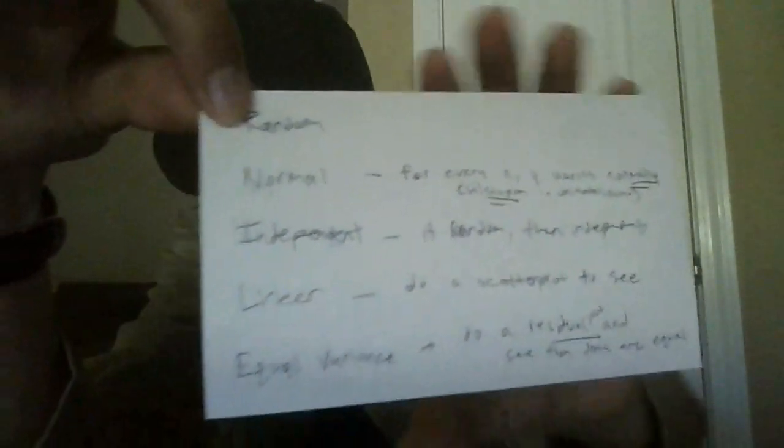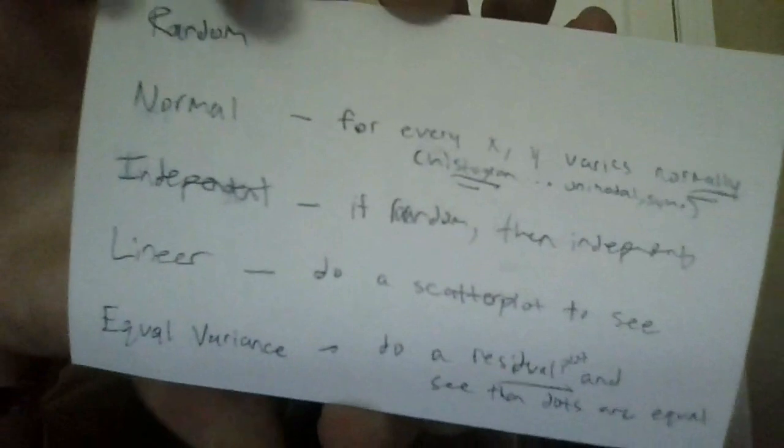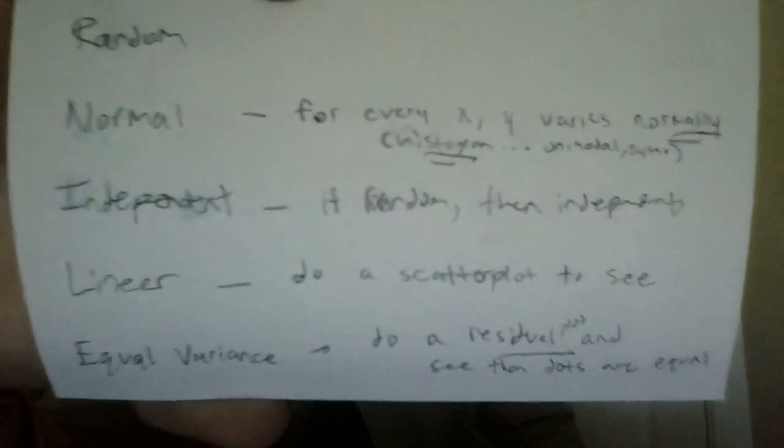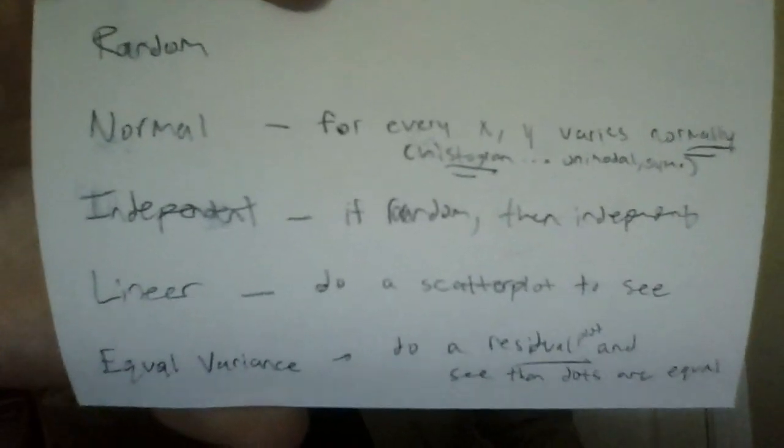Random, that's the same thing as the other ones. Normal, though, it's not the same. You have to say, for every value of x, y varies normally. You have to do a histogram and see if it's unimodal and symmetric for that. Once again, if you were like, I know these conditions are going to be met, then just draw a histogram that is unimodal and would fit the data and say that it's normal.